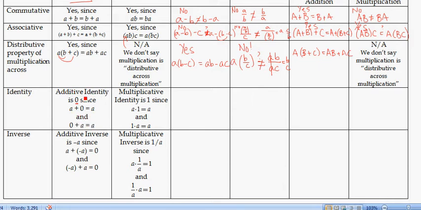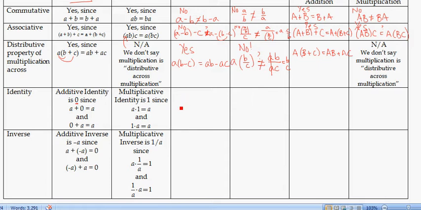Okay, so the additive identity is 0, because you can add 0 on either the left side or the right side and get the same thing. And likewise, the multiplicative identity is 1, since again, you can multiply 1 on either side of A and still be left with A. So the question is, is there a subtraction identity?